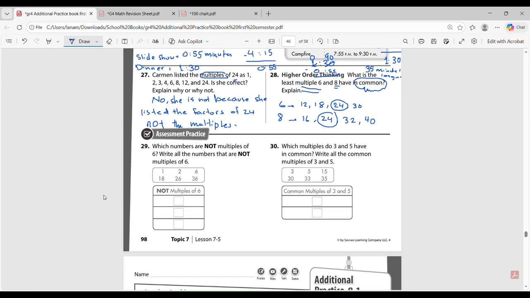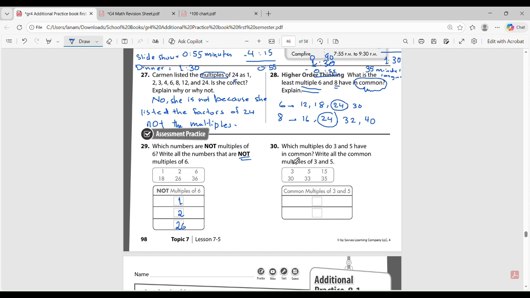Now question 29, which numbers are not multiples of 6? Write all the numbers that are not multiples of 6. I have 1 because it's a factor of 6, it's not a multiple. I have 2 because it's a factor of 6, it's not a multiple. And I have 26 because it's not a multiple of 6.